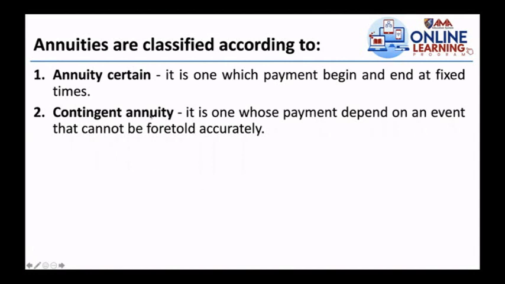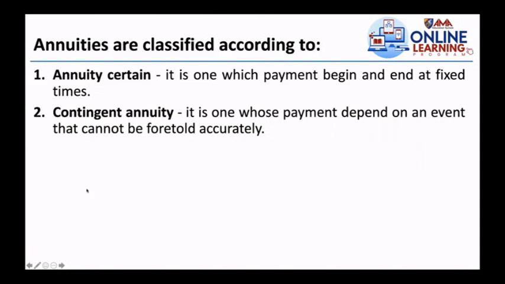So now, what are the types of, or the classification of annuities? So you can classify into two: annuity certain and contingent annuity. But our focus is more on this. Okay, let me read. Annuity certain is the one which payment begin and end at fixed times. So it has to do with when do you begin the payment? It's the end of the term or at the beginning of the term. That's what it says here. The annuity is certain. Okay. The contingent annuity, it's one whose payment depend on an event that cannot be foretold accurately. I won't focus on this so that you won't lose the focus. This is focus on this one.